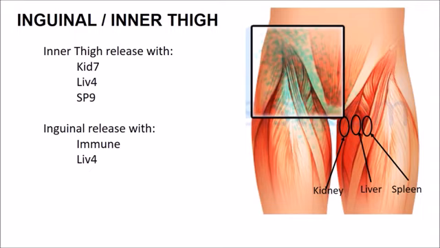The inguinal can be released with the immune point or liver 4. If there is still some pressure pain and the abdominal findings are still not responding to your treatments, needle the inguinal directly, down and out towards the leg, and or needle the inner thigh up and inwards towards the torso.